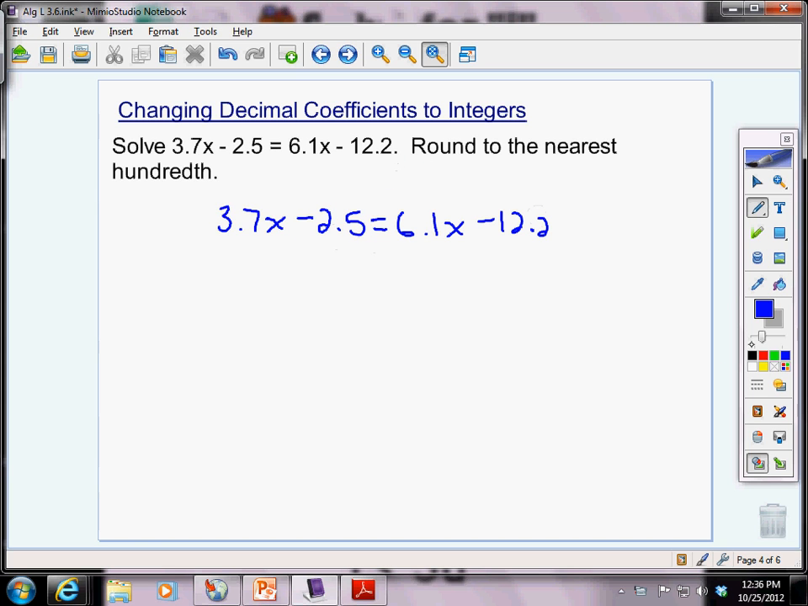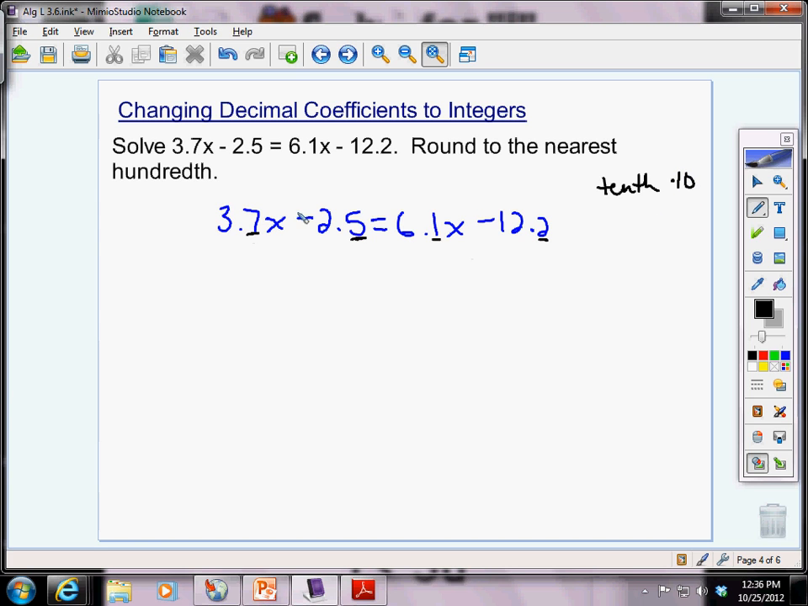But if you look at this, notice that each one of these decimals is taken out to the tenths spot. So they all have one decimal place. Okay? If they're taken to the tenths spot, or one decimal place, what we can do is multiply by 10 to each side. Now let me show you what that does.